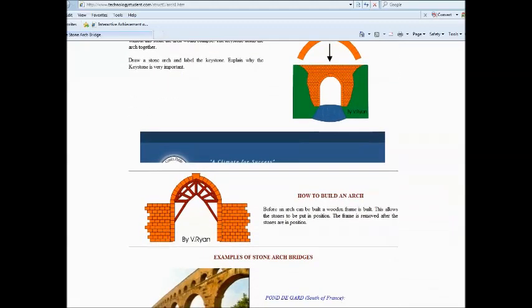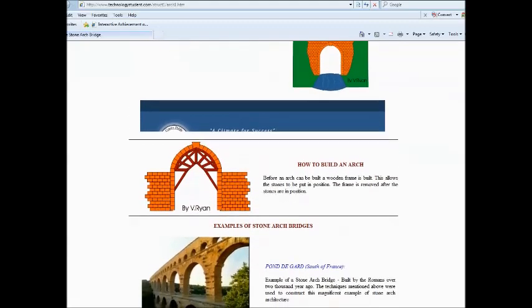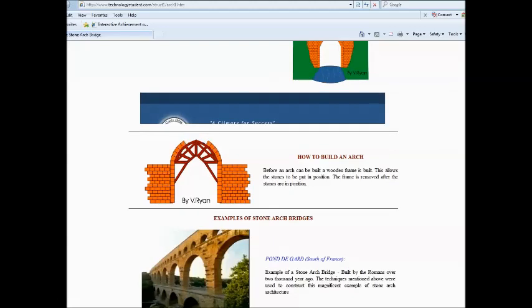Let's take a look at this picture on how to build an arch bridge. How is it done? Well, they put the wooden structures, they build the bricks going up. The last part that goes in is the keystone. That isosceles trapezoid is how it fits in there.